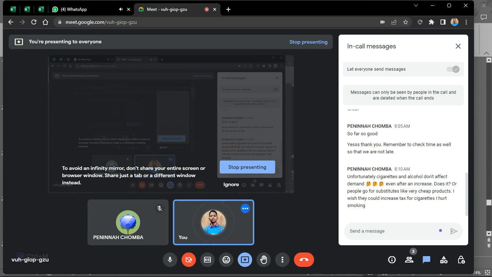Okay, let me see that. Cigarettes and alcohol don't affect demand even after an increase. It's just that drunkards and smokers, I don't know how they are made. If it's cigarettes, it's even worse, because it's even written that this thing is harmful for health, and someone still goes ahead and buys it. Yeah, you're right.